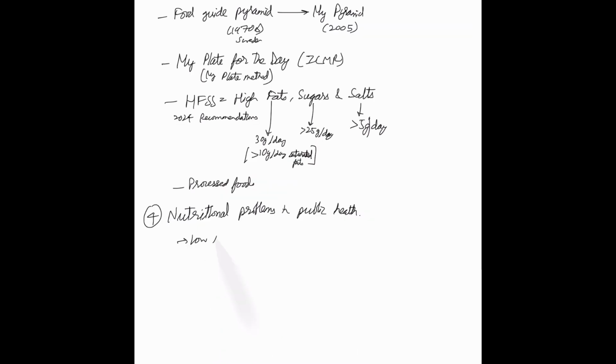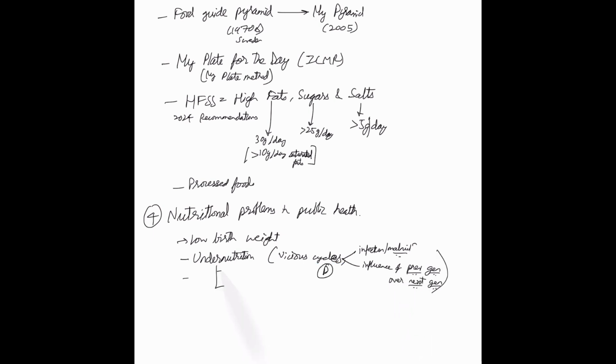And then a short note on processed foods as well, how they affect our health. Then we move on to nutritional problems in public health. So we start with low birth weight, then undernutrition, and how it causes a vicious cycle. It has an important diagram on the vicious cycle of malnutrition, how it propagates between various age groups, and broadly due to infection or malnutrition and the influence of previous generations over the next generations.